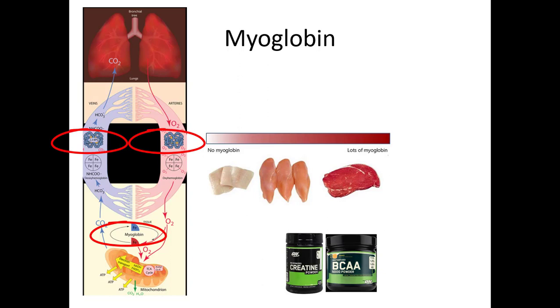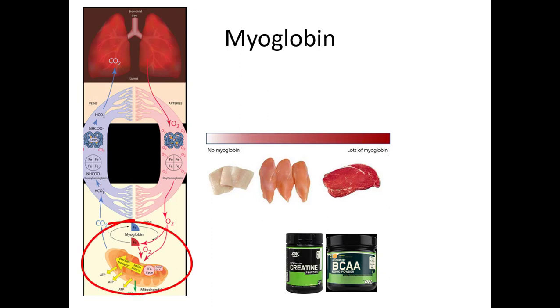Hemoglobin binds with oxygen, CO2, and protons, while myoglobin binds with oxygen only. Hemoglobin is supplied along with the blood systemically all over the body, while myoglobin supplies oxygen to muscle only.